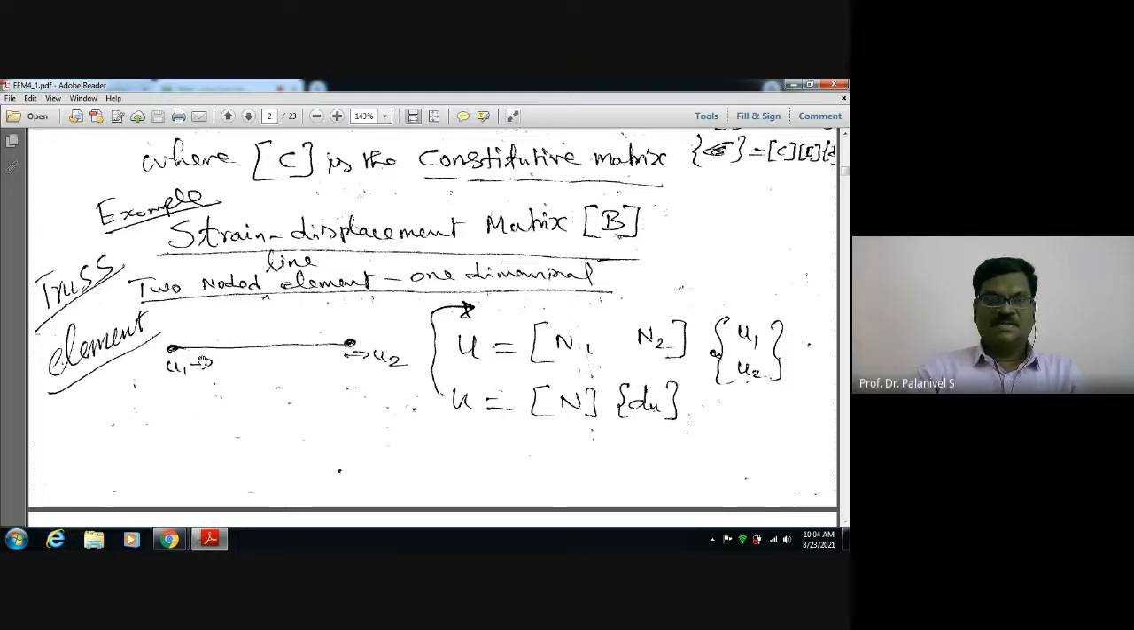An axial element, right? So there are two nodes. Here the nodal displacements are u1 and u2. We know the variation of displacement within the element at any point: u equals N into δ. That is, u equals N1, N2 into u1, u2. There are two nodes, so two shape functions, N1, N2, into the nodal degrees of freedom u1, u2. This way we can write.